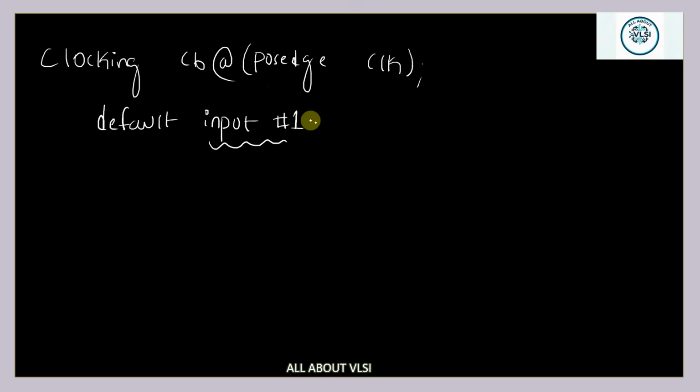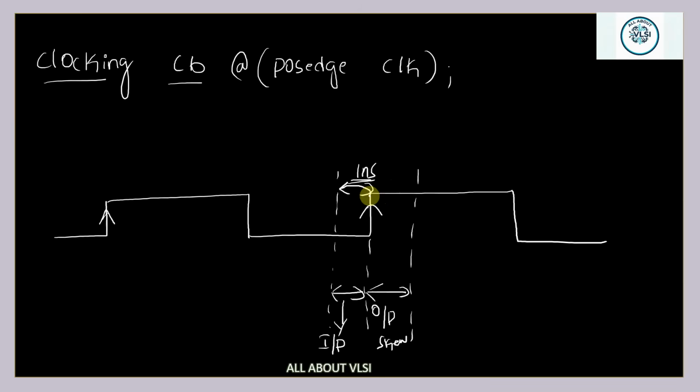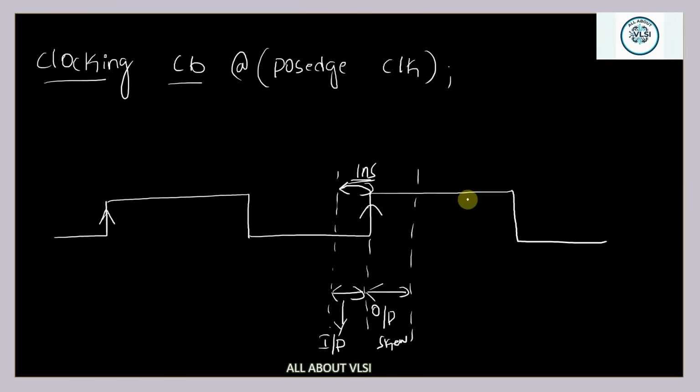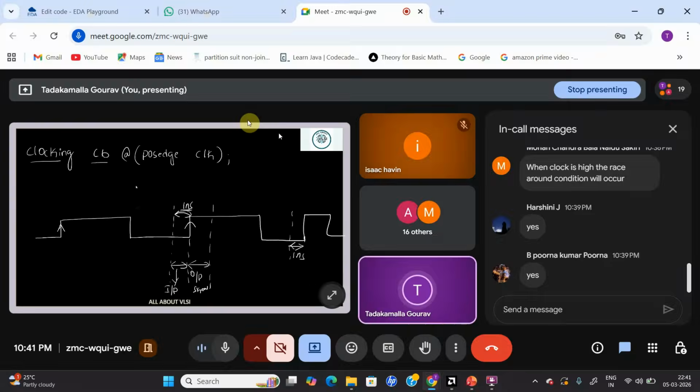So 1 nanosecond before the clock, I'm going to sample my values. And let's say I want to drive the values at the positive edge of the clock only. Then I write output #0. That means I'm going to drive the values exactly at the positive edge of the clock, but sample the values before the positive edge of the clock. Without driving, you cannot sample. So after driving your values at this particular instance, you sample the values before the next positive edge. This is how your input skew and output skew are going to work.